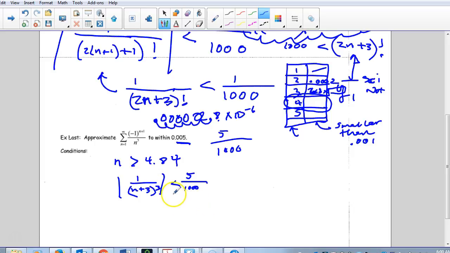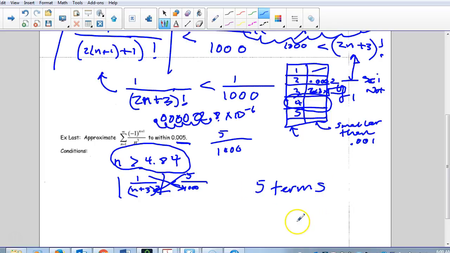So when you solve this, you get this. Don't forget to multiply in order to preserve the inequality. You'll be having to take a cube root and subtract. So that means I'm not going to 4.84 terms, I need to go to 5 terms, which is exciting. So that's it. That's all for this.